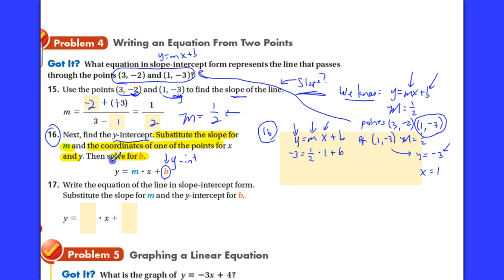Now we're going to solve for b. Right, this is going to happen right here. Now you have to do some math here. 1/2 times 1 is 1/2. So you have 1/2 plus b, and on this side of the equation you have -3. Now we're going to keep solving. Solve it for b. Now you're going to subtract 1/2. -3 minus 1/2. Okay, and we're going to work that out.